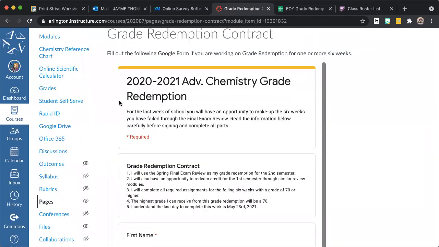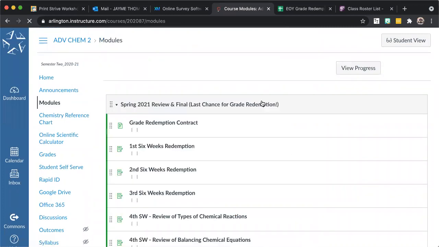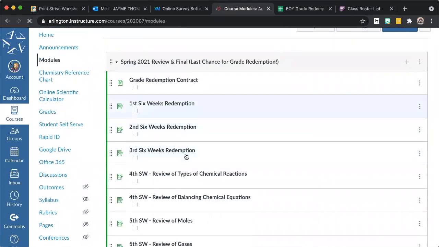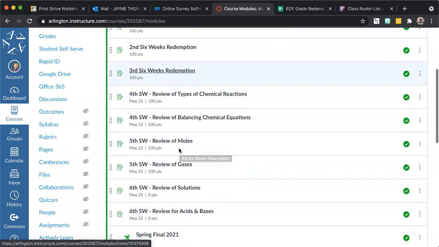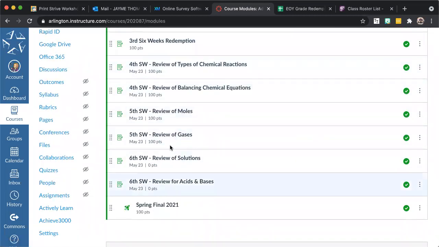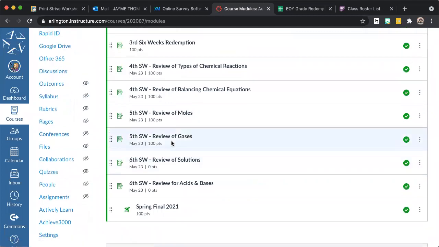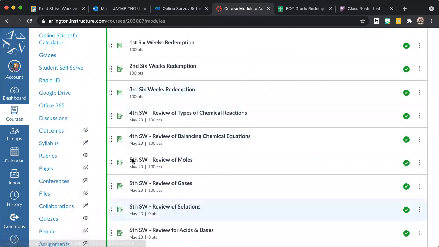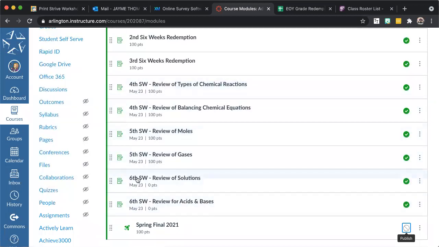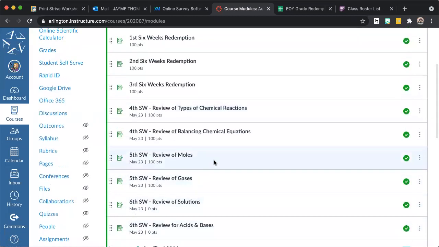Once you've done that, how this is going to work is in this module, there is an assignment for each 6 weeks from first semester. So these have only been assigned to the people that need them. So if you can't see these where it says first 6, second, third 6 weeks, then that means that you don't need to do it. Okay. The ones from this semester, though, are assigned to everybody because even if you're not going to do it for redemption, it is still here for you to use to review for the final exam. Okay. So what you guys probably most need to work on is the stuff that's labeled fourth, fifth, and sixth 6 weeks, because this is all the stuff that's going to be covered on your final exam that we'll be taking in a couple weeks.